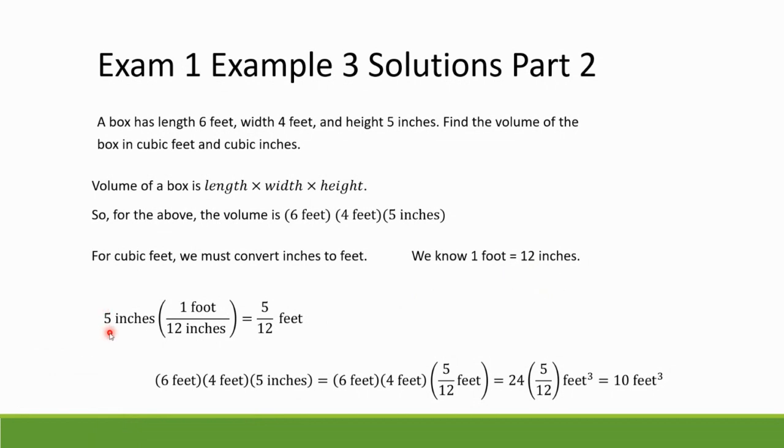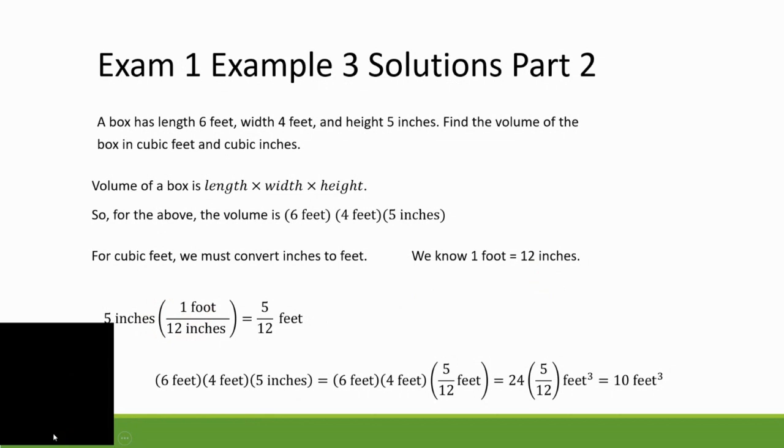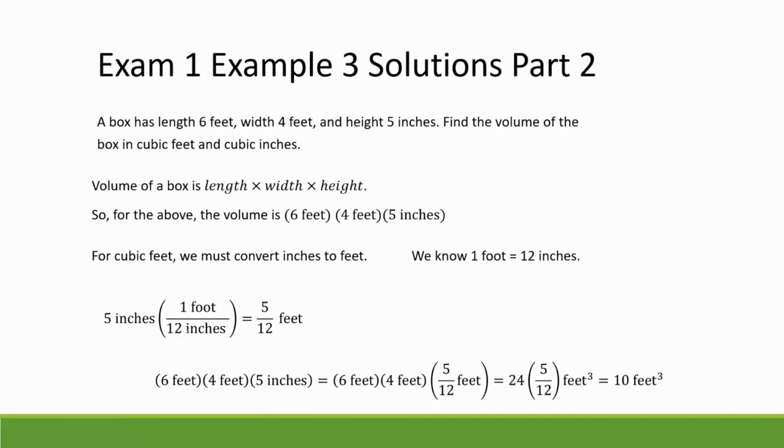So we can do 5 inches times 1 foot over 12 inches, right? And again, why is it 1 foot over 12 inches? Again, we want inches to go away. We want the answer to be in terms of feet. So that's why inches is in the denominator, because then this will cancel.